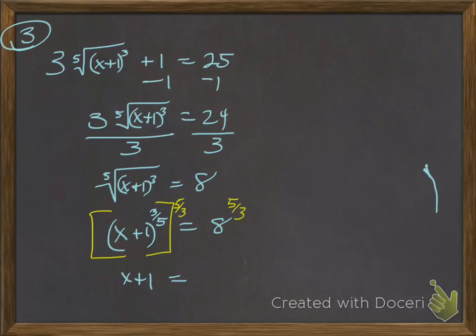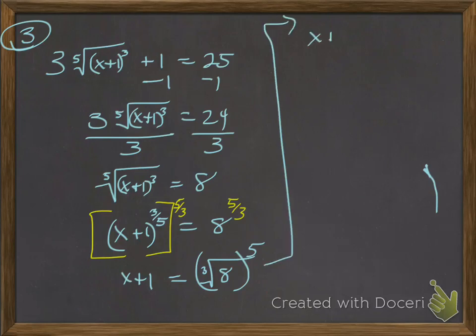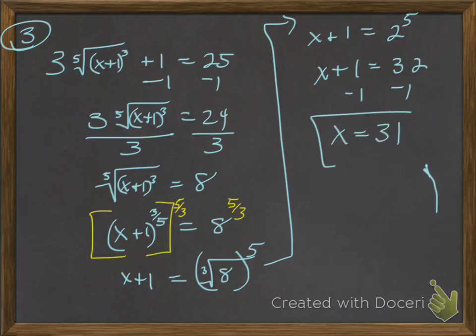So I'm going to change this to radical form, the cube root of 8 raised to the 5th. The cube root of 8 becomes 2. 2 to the 5th becomes 32. And then subtract 1 and x is equal to 31.